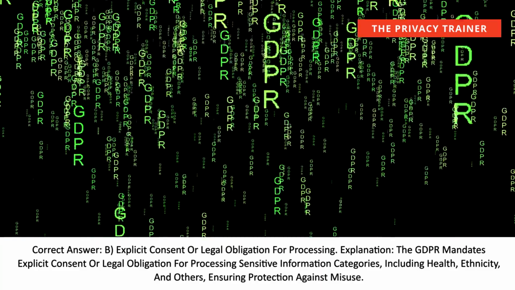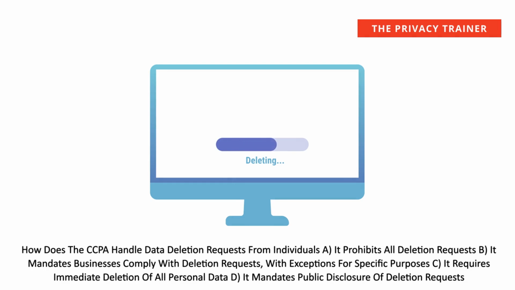How does the CCPA handle data deletion requests from individuals? A. It prohibits all deletion requests. B. It mandates businesses comply with deletion requests, with exceptions for specific purposes. C. It requires immediate deletion of all personal data. D. It mandates public disclosure of deletion requests.